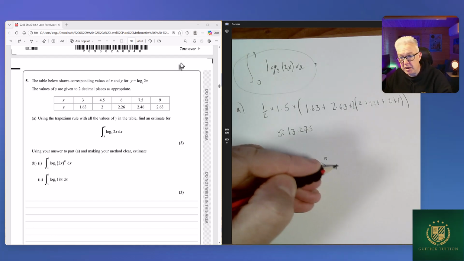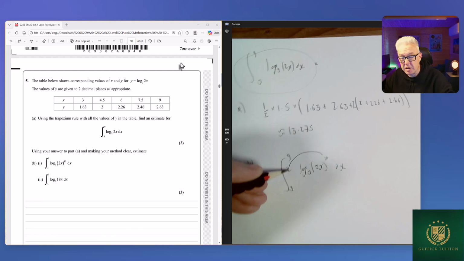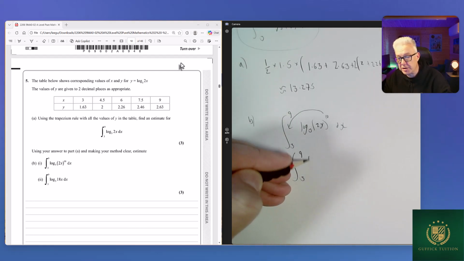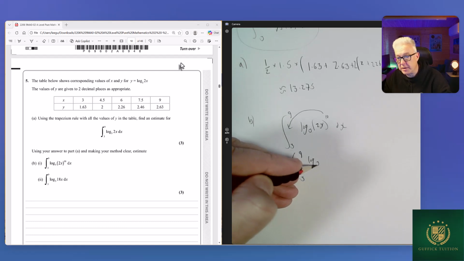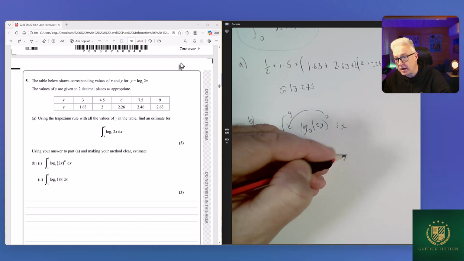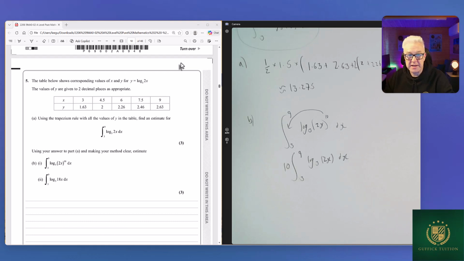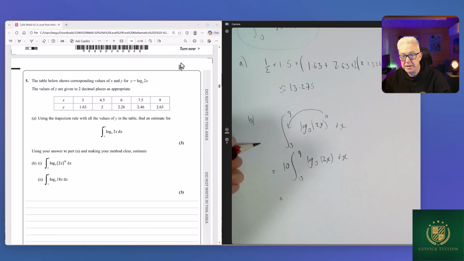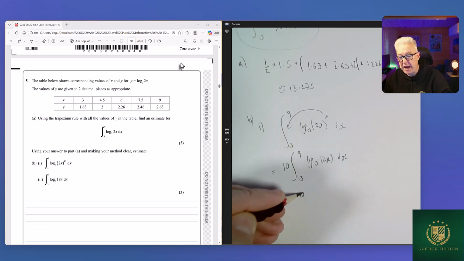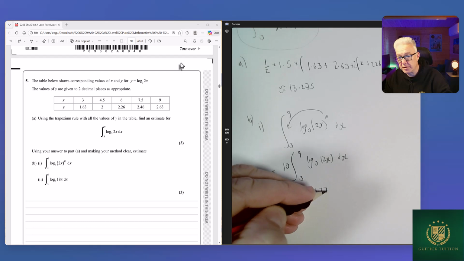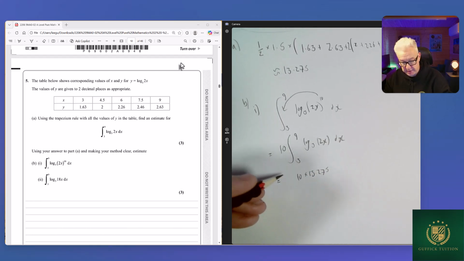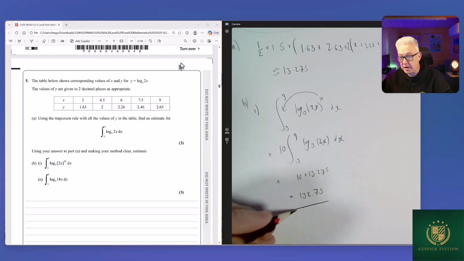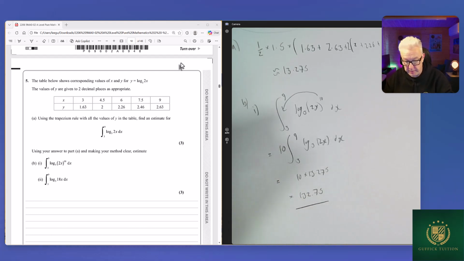Now, if we basically use the power law of logs, that 10 can come to the front, and in fact, it can come outside of the integral as well, because it's a constant. And that gives us 10 times log to the base 3 of 2x dx. But log to the base 3 of 2x dx is the answer that we've just found to part A. So therefore, this is B part 1. So it's going to be 10 times by our 13.275. And when we work that out, that turns out to be 132.75 is our answer for part B part 1.